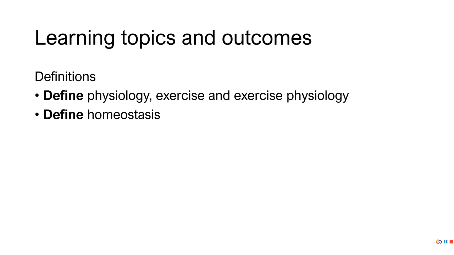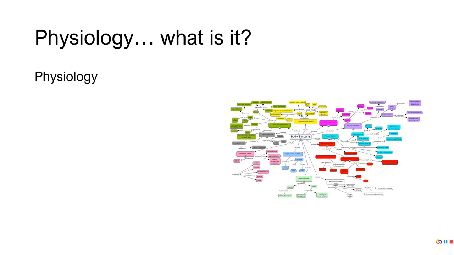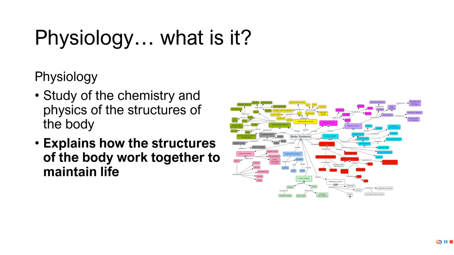So to start off, what is physiology? Now, for those of you that took PE 220 from me, the book itself says the study of the chemistry and physics of the structures of the body. It's absolutely correct, but it's a little too technical for me. So when I think of physiology, I just think of how is the body working? Remember that anatomy is structure, physiology is the function. So how those structures work together to sustain life.